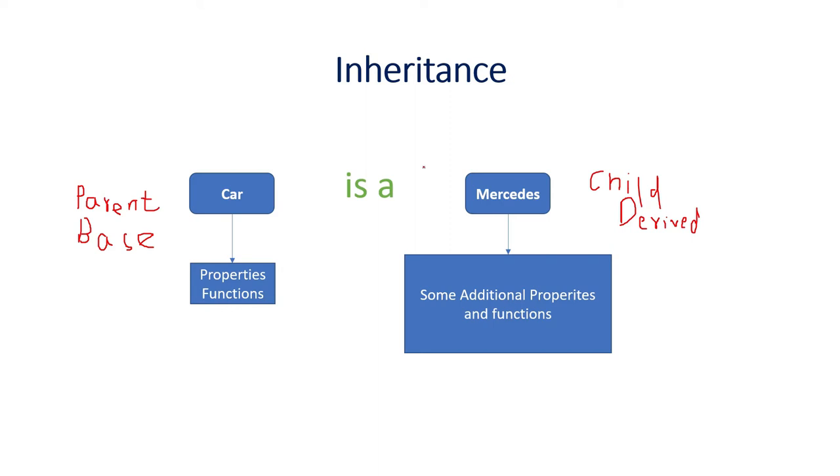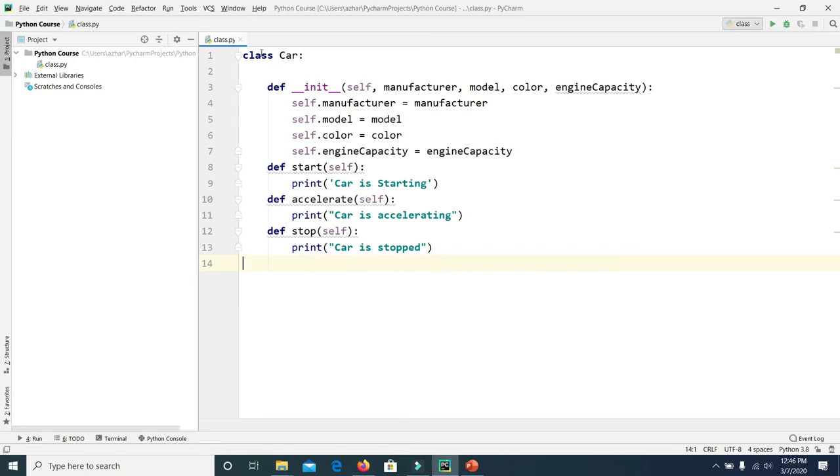So now let's move into our code editor and write some code. Here in our code editor we have a class called car, and it has these properties and these functions. So now what will I do? I will make another class and I will call it Mercedes. Right, now I will inherit this Mercedes class from this car class. So what will I do? I will place braces and inside that I will write car. So Mercedes is inherited from this car class.